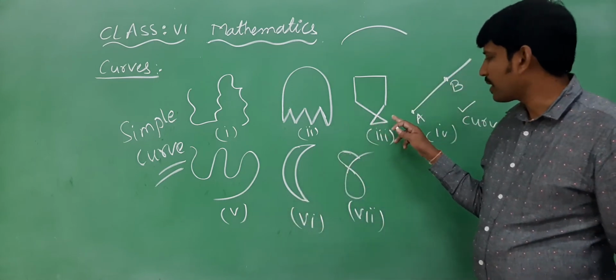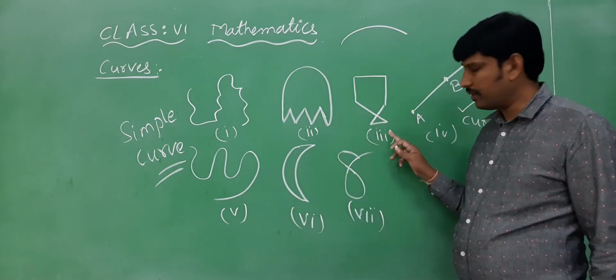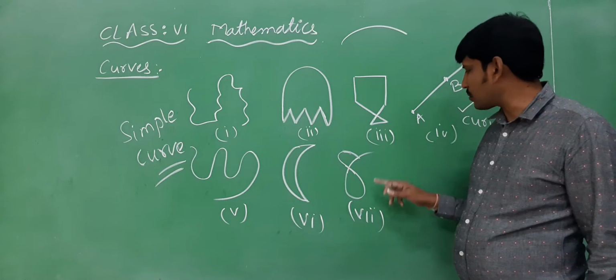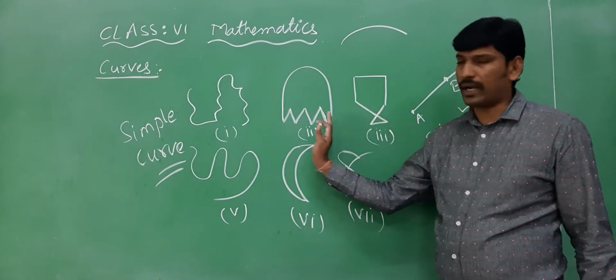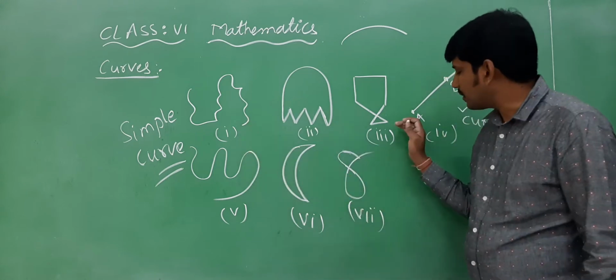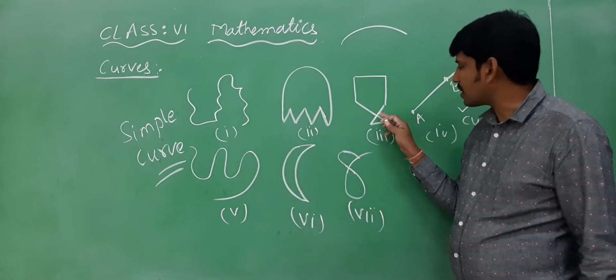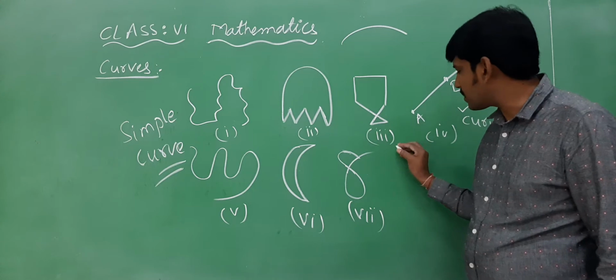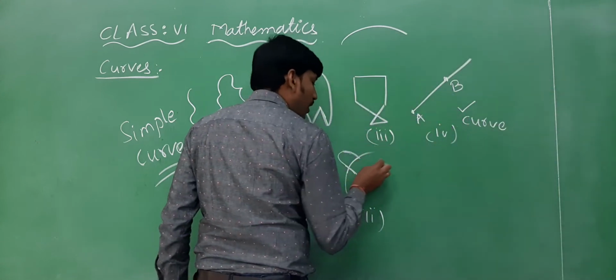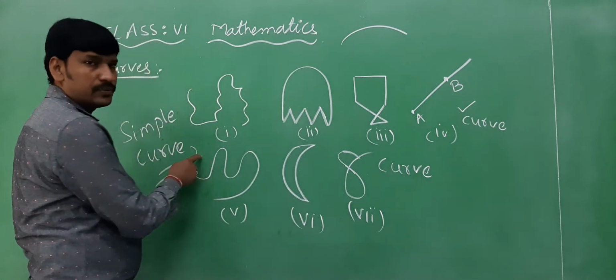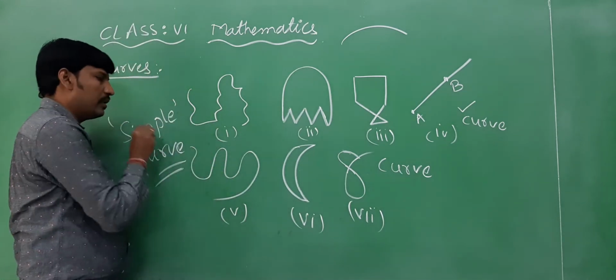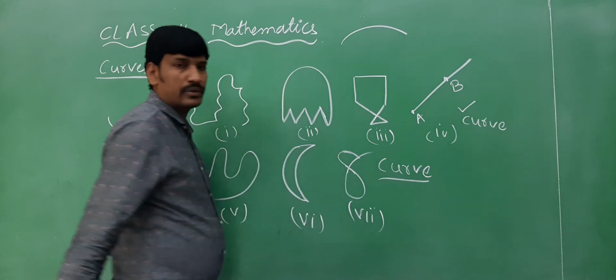But coming to 3 and 7, if you observe these two figures, they cross here. These 4 never cross anywhere, but 3 and 7 are crossed here. So we can call these two also curves only, but the others are simple curves. These are all simple curves, but these two are only curves.